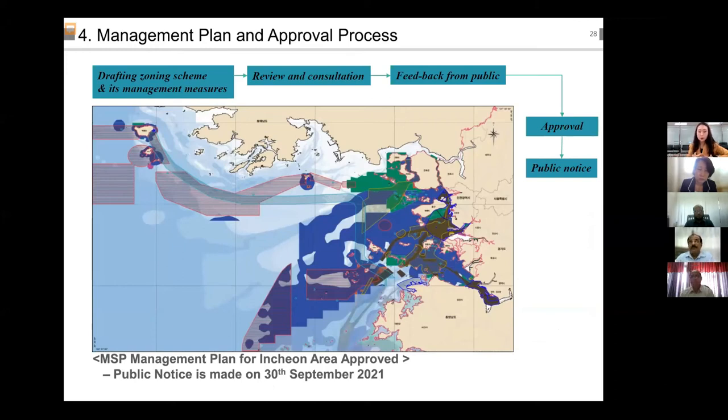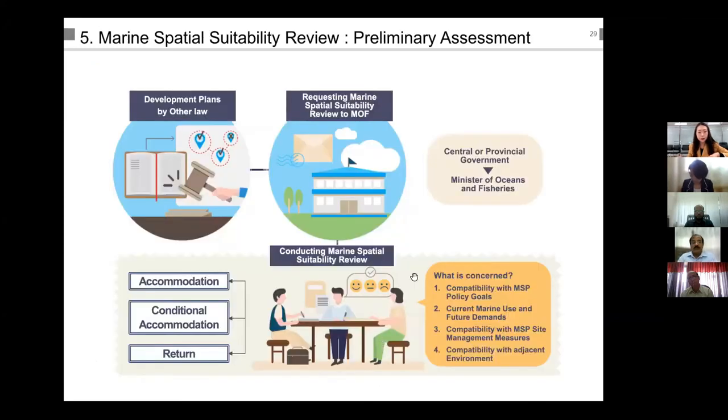You can see that all the decisions were made for different marine use zones. And when such a draft is developed, we have to go through a review and consultation process. We also have to invite the public to share their opinions so that we can make adjustments to the draft plan. And then we have to get the approval before we make this out as a public notice.